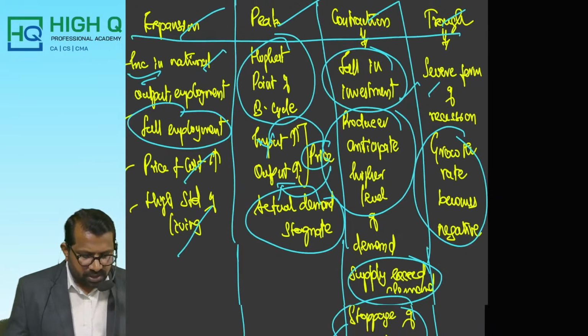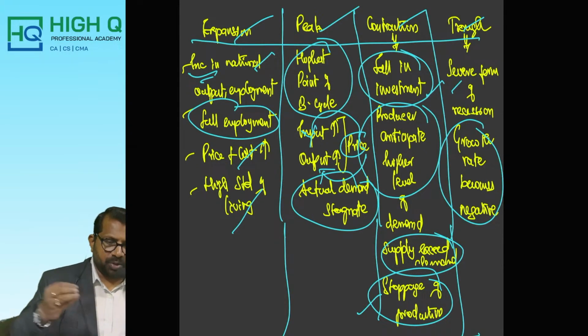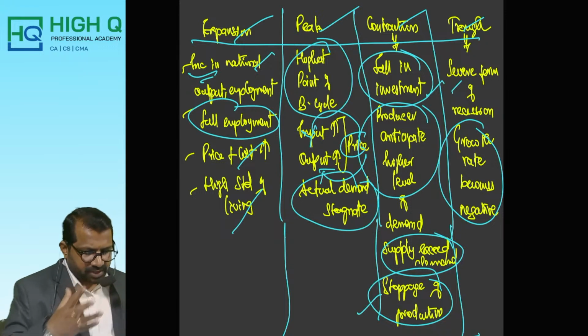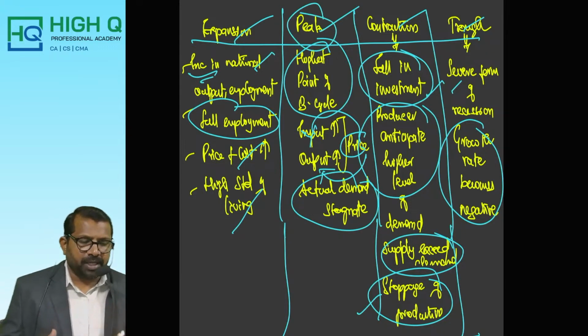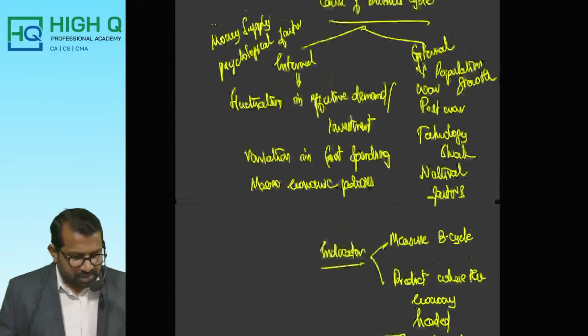So as I told earlier, you will expect questions like: price input also increases, price output also used to increase under which phase of the cycle, then the answer is peak. So like this you will expect questions on the various phases of the cycle.